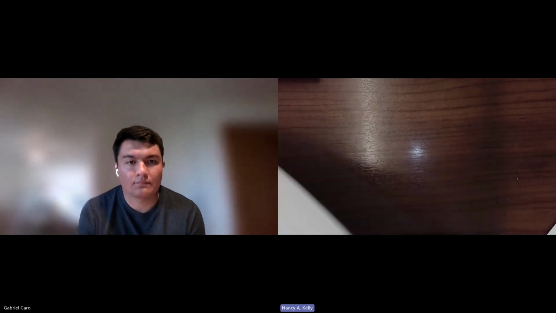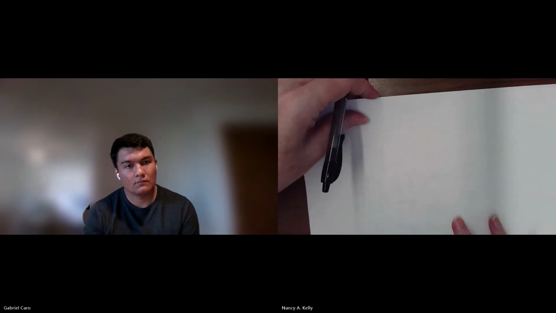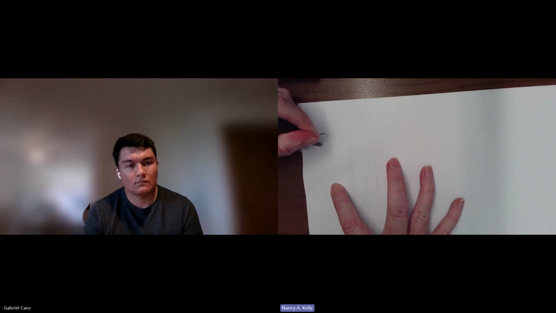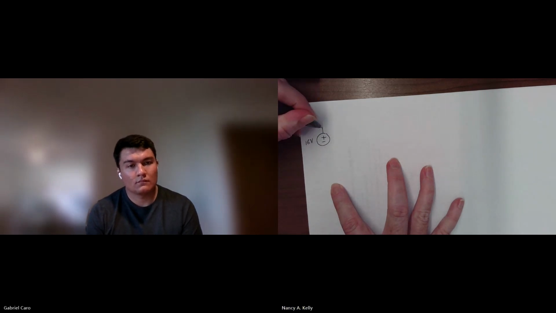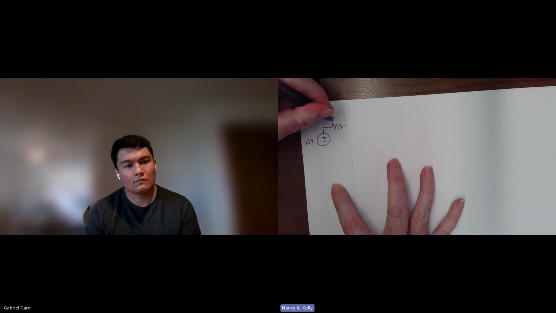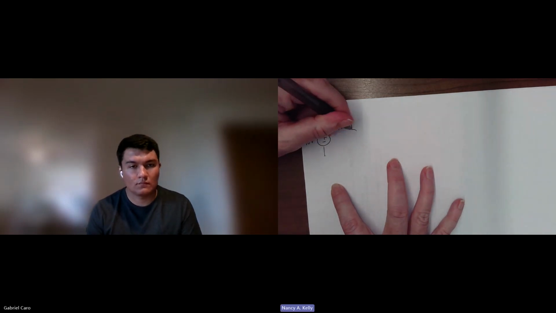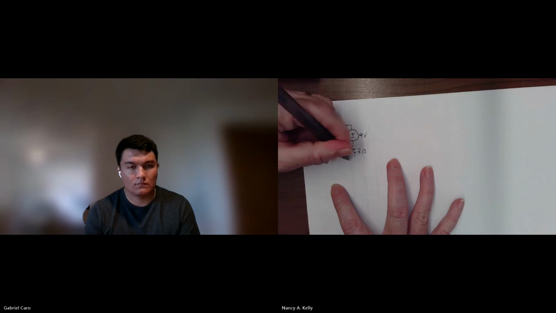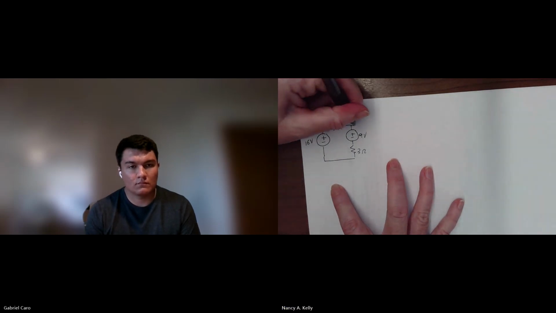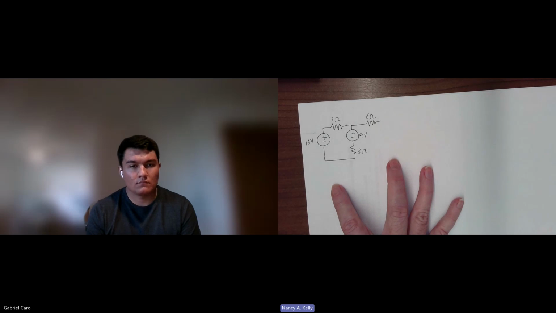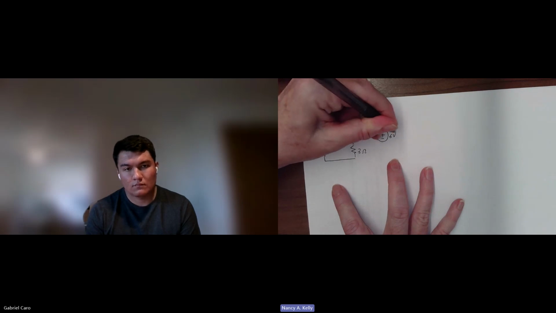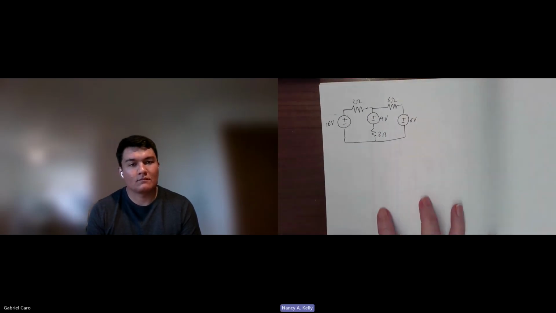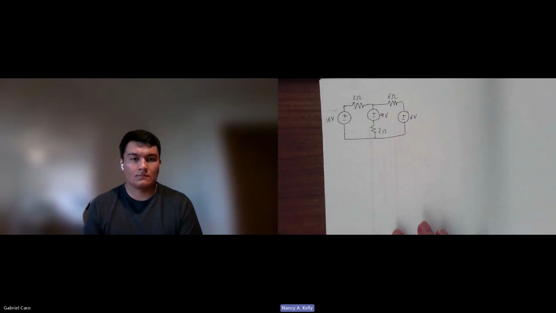So let's say that we have a circuit that looks like this. It has a 16-volt source over here attached to a 2 ohm resistor here. It has a 9-volt source here, 3 ohm resistor below it. Those guys are attached like that. 6 ohm resistor up here. And then there is a 6-volt source here. So lots of voltage sources. All right, and we want to do nodal analysis to this one as well.